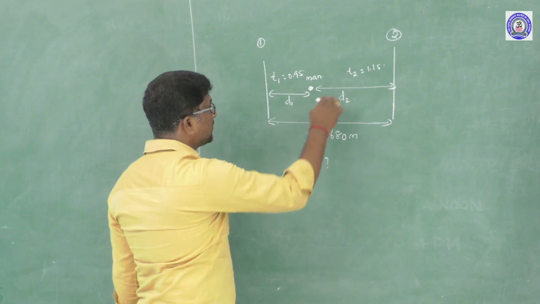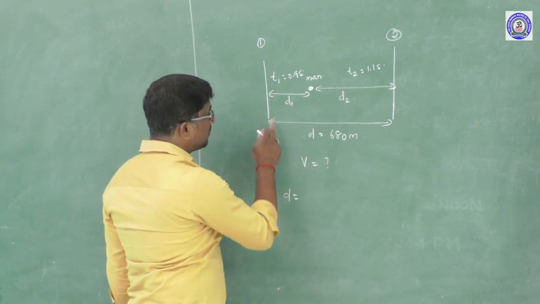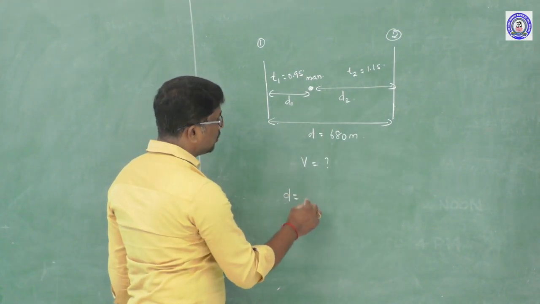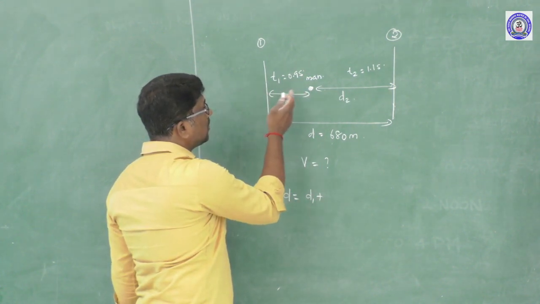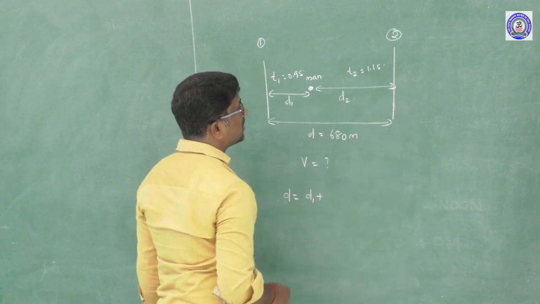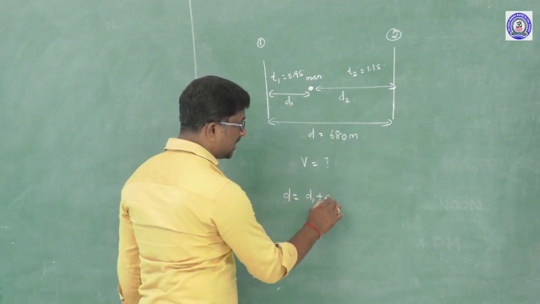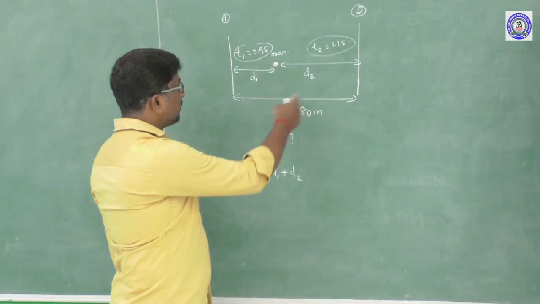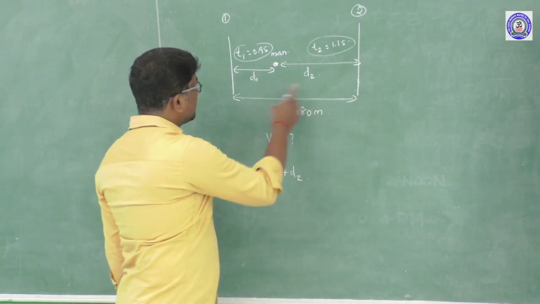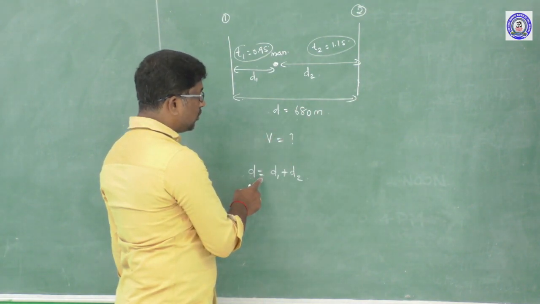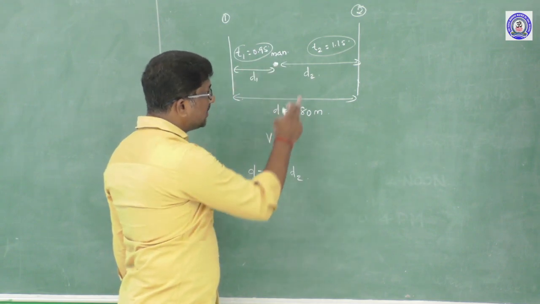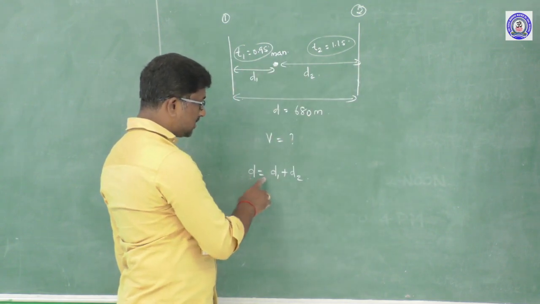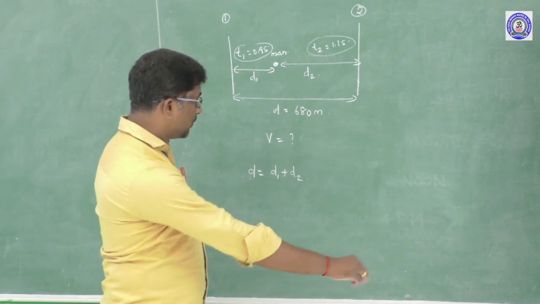Right. From this figure, the distance between the two walls D is equal to the sum of the distance of the first wall from the man and the distance of the second wall from the man. That is D1 plus D2. From this diagram, the total distance D is equal to D1 plus D2.